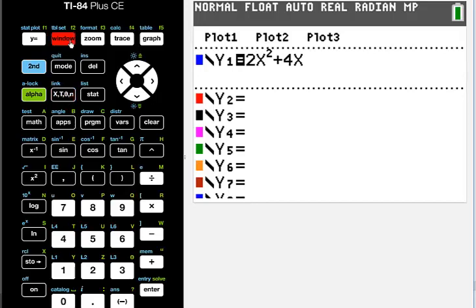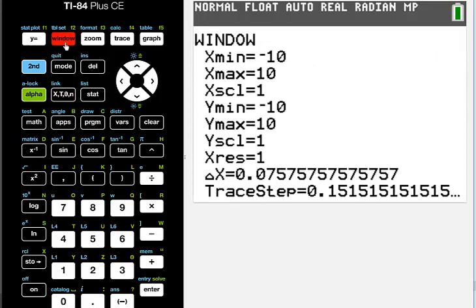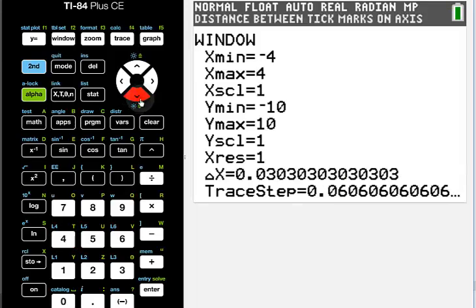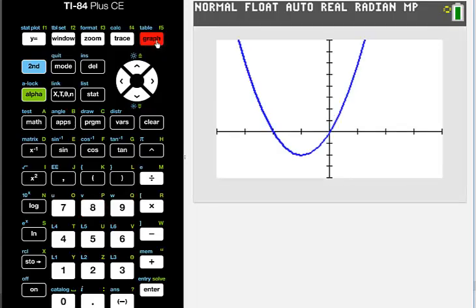And then I am being given a window, so let's match those numbers. It says to go -4 to 4 on the x-axis. Counting by ones seems appropriate. And then -4 to 8 on the y-axis. And then I'll hit graph. And here is a picture of our equation.